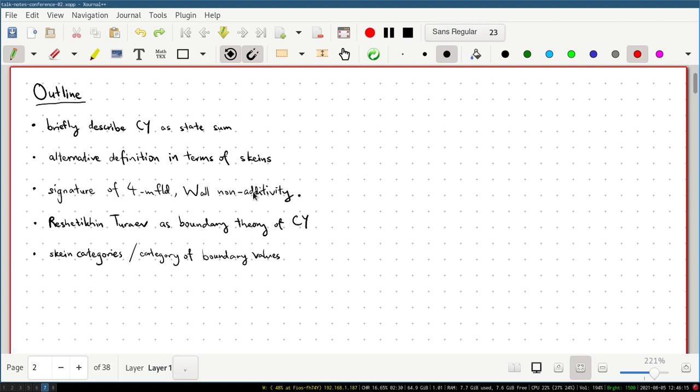When you glue four manifolds along a three manifold with boundary, the signature doesn't quite add, and that's an error term. I will discuss the Reshetikhin-Turaev TQFT as a boundary theory of Kreyniota, and finally I'll say something about skein categories and some properties of it.